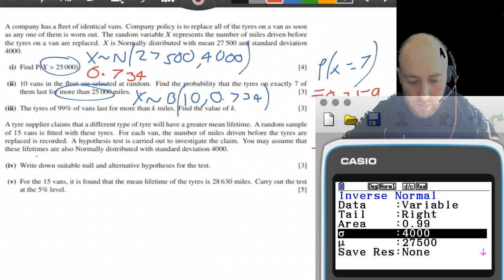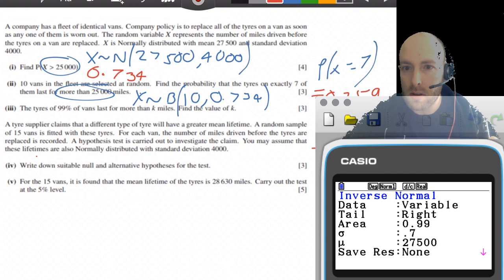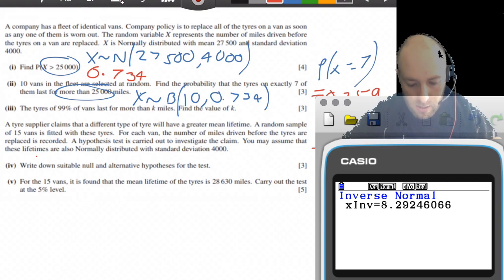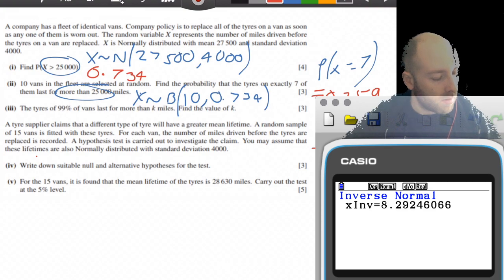Sigma is 0.734. Mu is 10. And there we go, so K is 8.2. Does that make any sense? No, I've done something wrong here. What have I done?